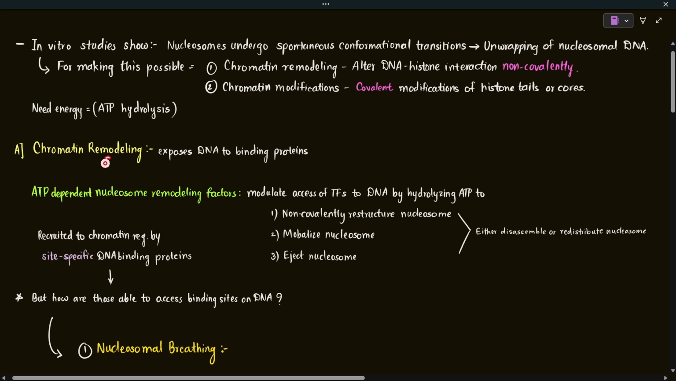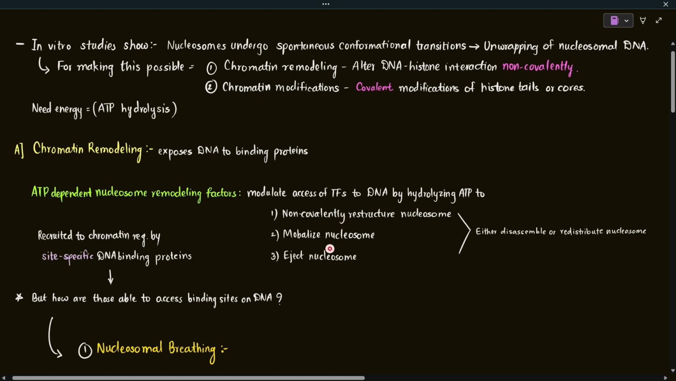So chromatin remodeling is done with the help of ATP-dependent nucleosomal remodeling factors. These remodeling factors modulate the access of transcription factors to the DNA by hydrolyzing ATP. For hydrolyzing ATP, all of them have an ATPase domain. So what do remodeling factors do? They can either non-covalently restructure the nucleosome, they can mobilize the nucleosome, or they can eject the nucleosome.